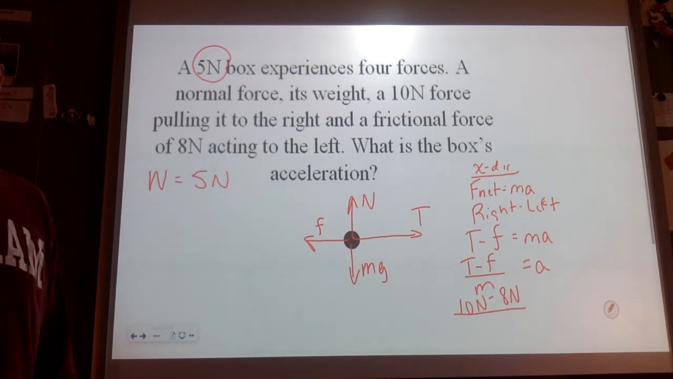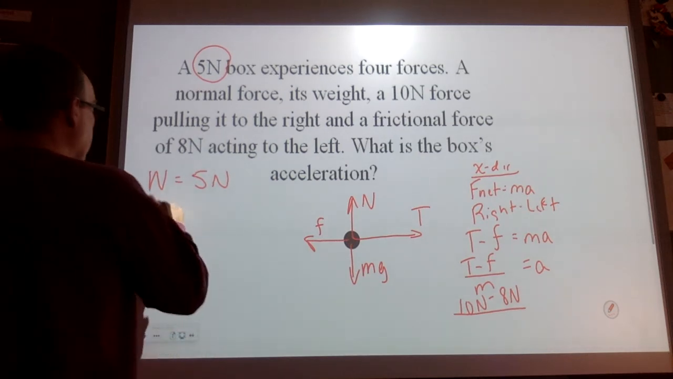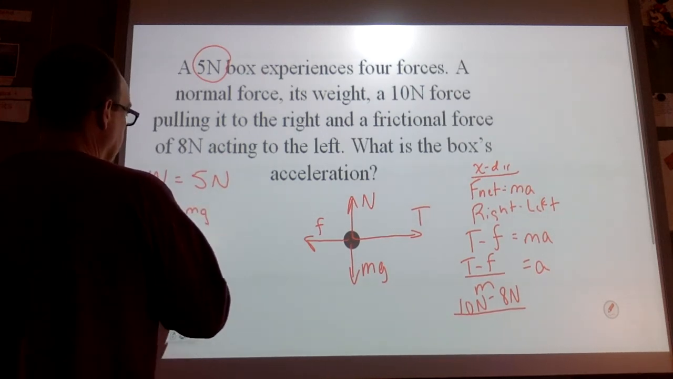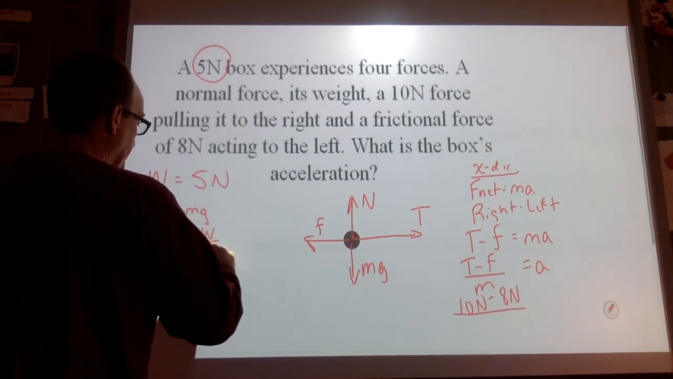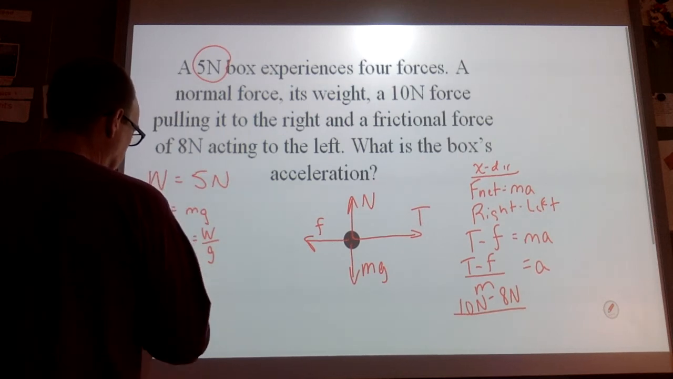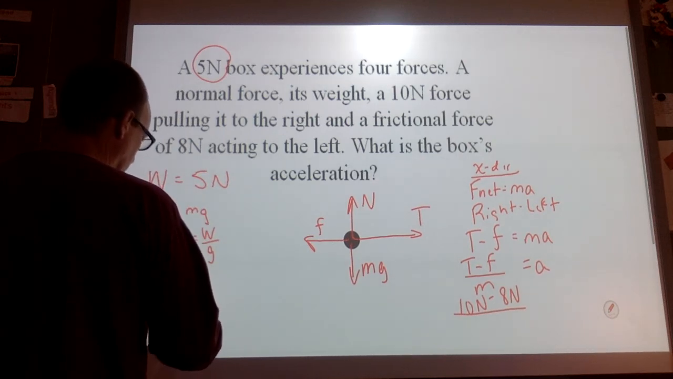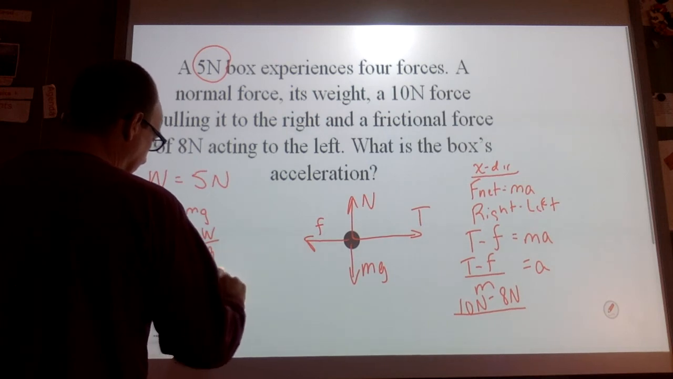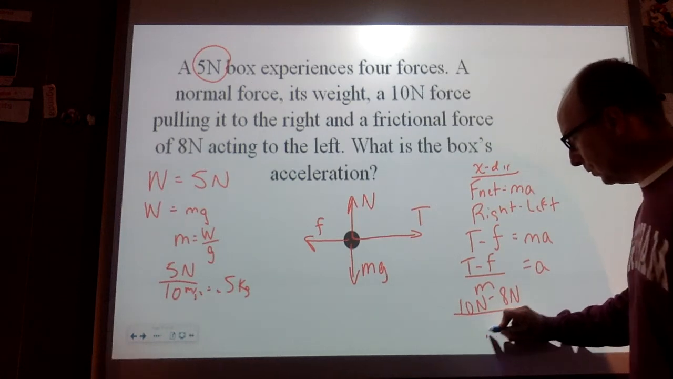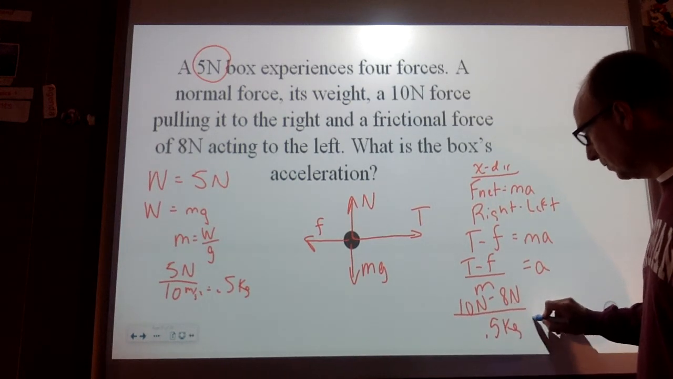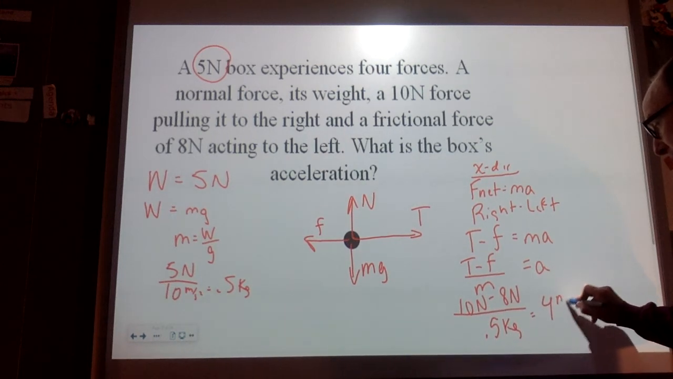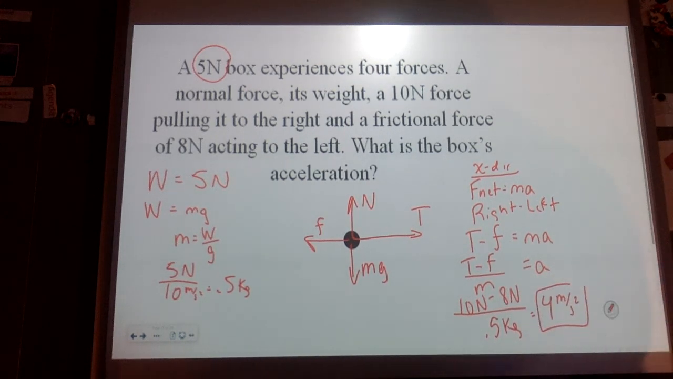So what would be the mass of something that has a weight of 5 newtons? Well, I know that weight is equal to mg. And so mass is going to be weight divided by g. So I'm going to divide this 5 by 10, and I'm going to get 0.5 kilograms. And so I'm going to have 2 divided by a half, which is 4. So that's going to be 4 meters per second per second.